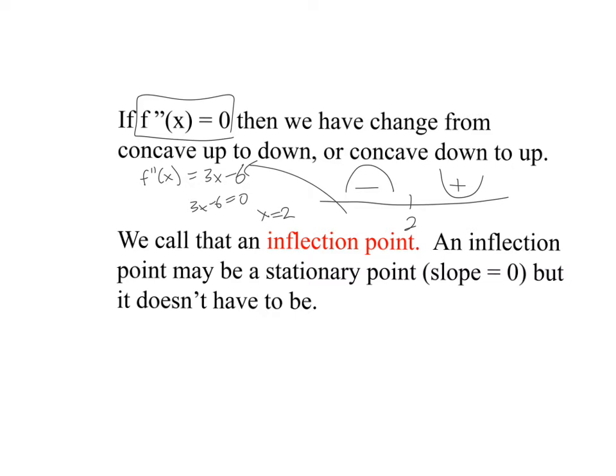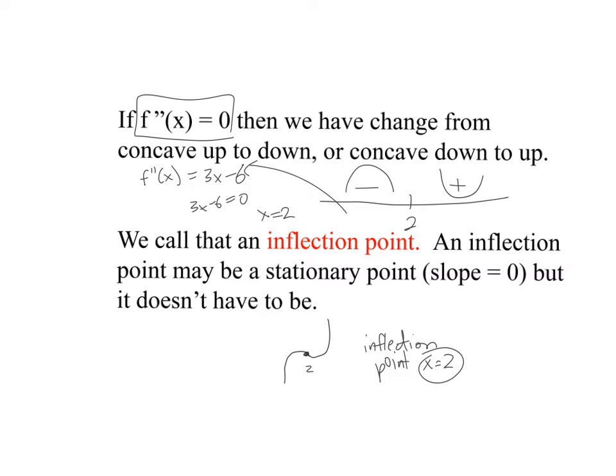So what that means is if our curve is going in one direction and changing and going to the other direction, that means that location, in this case the 2, would be our inflection point. So our inflection point is the point where the curvature changes from up to down or down to up. So in this case, we'd say we have an inflection point at x equals 2.